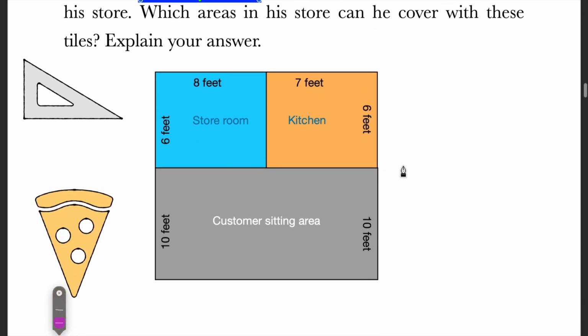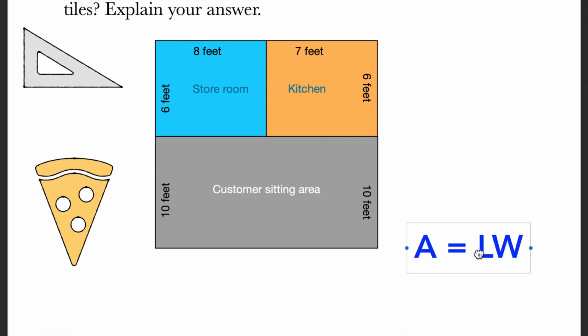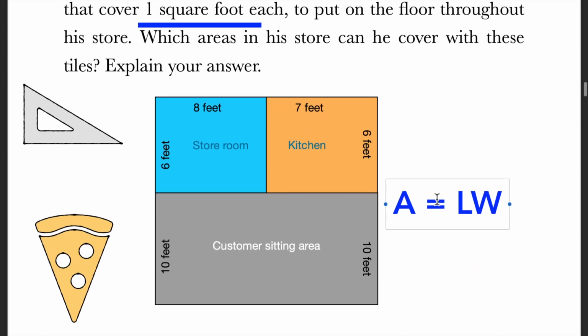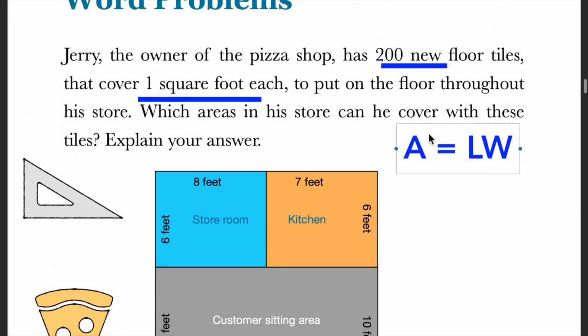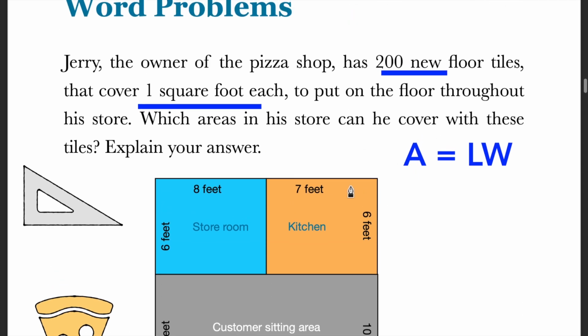Whenever you're dealing with a problem in math, it's really good if you have a formula that helps you out and to put that formula somewhere in your answer when you're trying to figure it out. Because we're really dealing with an area problem here. We want to know how much space he can cover on the floors of his pizza shop. So this is an area problem. So how are we going to figure this out?